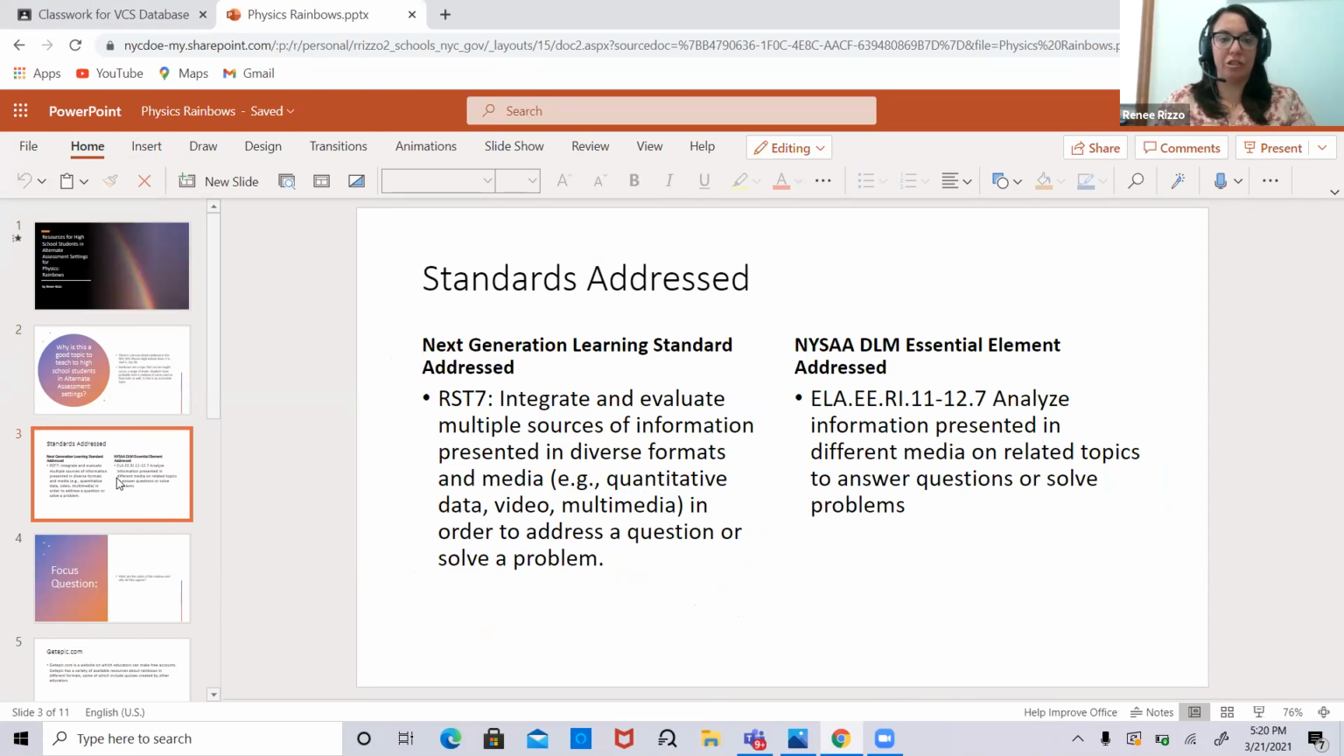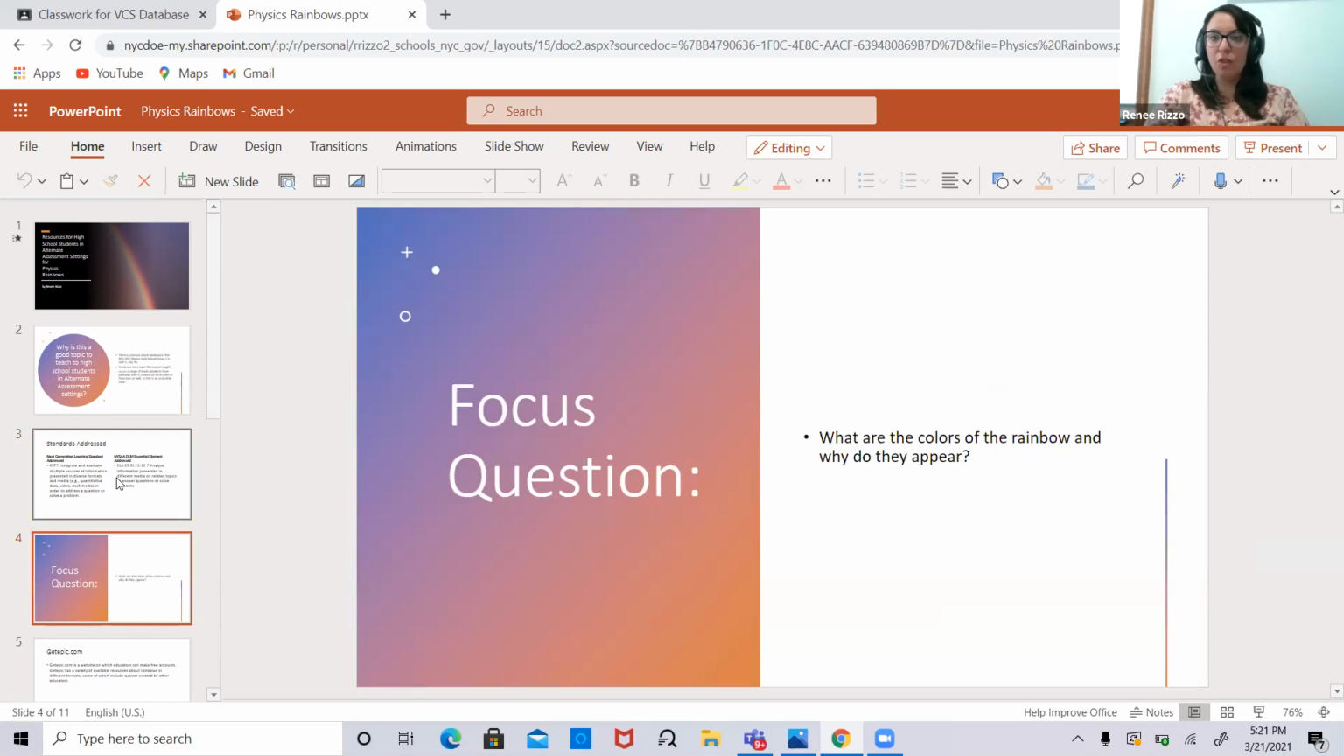Standards addressed. Next Generation Learning Standard, RST 7, integrate and evaluate multiple sources of information presented in diverse formats and media, quantitative data, video, multimedia, in order to address a question or solve a problem. NYSAA DLM essential element addressed: analyze information presented in different media on related topics to answer questions or solve problems. Focus question, which I created: What are the colors of the rainbow and why do they appear?